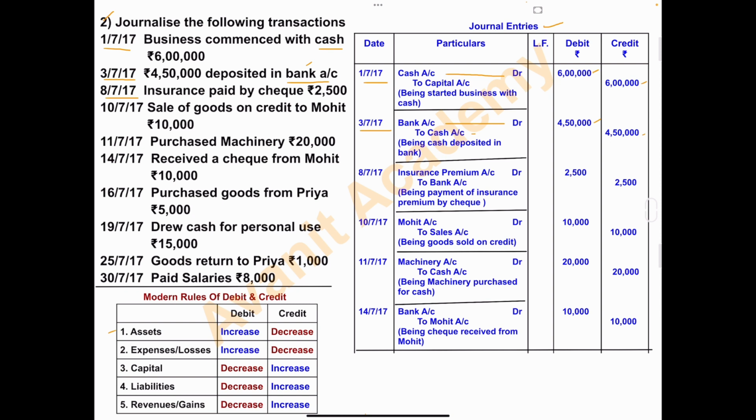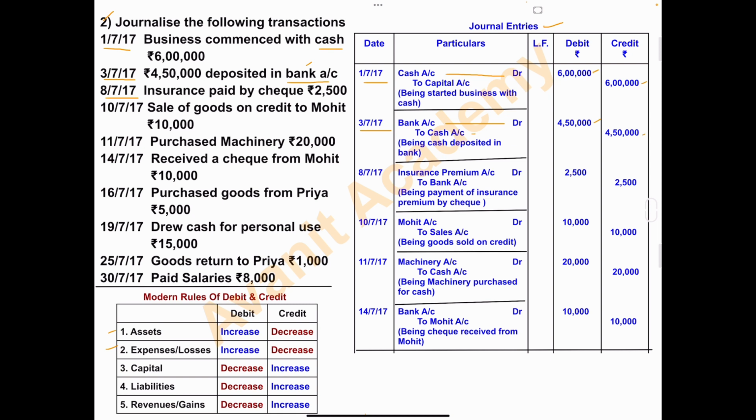So in this third transaction, insurance paid by check. Insurance paid, it is a expenses. So expenses have increased in this third transaction. And increase in expenses is to be debited. See this rule. See the second one. For expenses and losses, what is the rule of debit and credit? Increase in expenses is to be debited and decrease in expenses is to be credited.